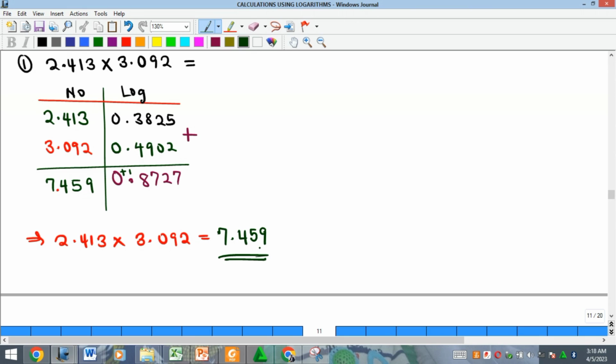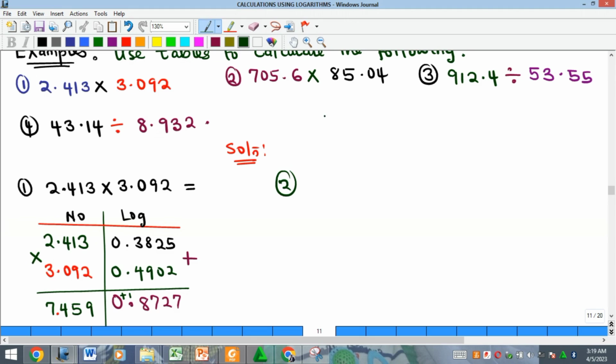Okay, so you take over the process again, write the numbers you're multiplying, and of course here is multiplication. So you get their logarithms, you add them, you get a value. Look for the anti-log of that value, and that is your solution. If it is division, you will subtract. Okay, I'm going to do this example 2 and then 3, and I will allow you to take on example 4.